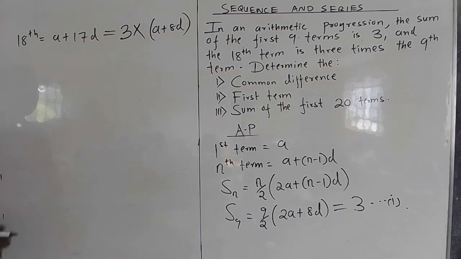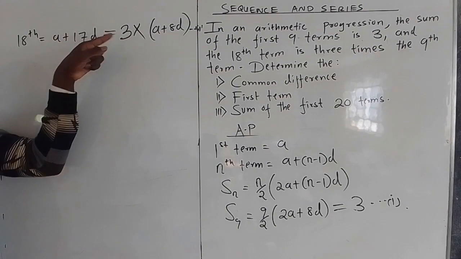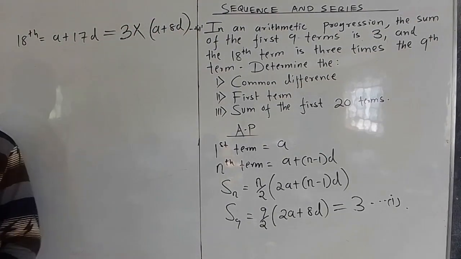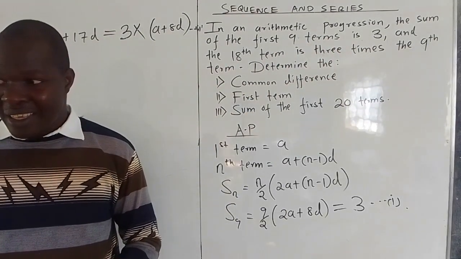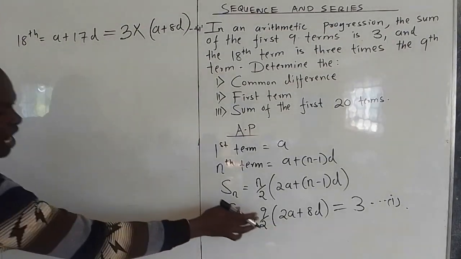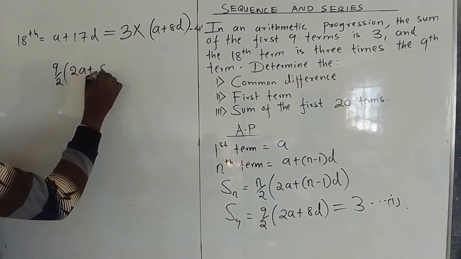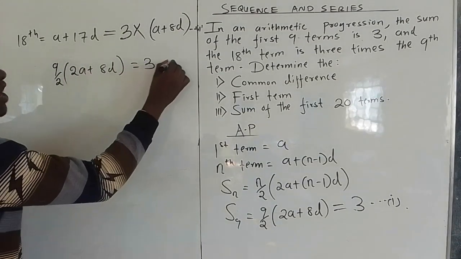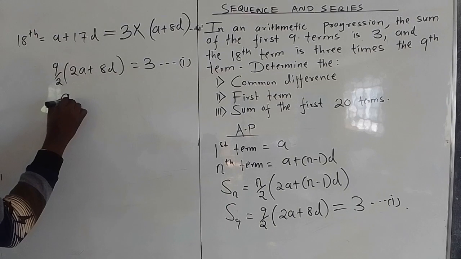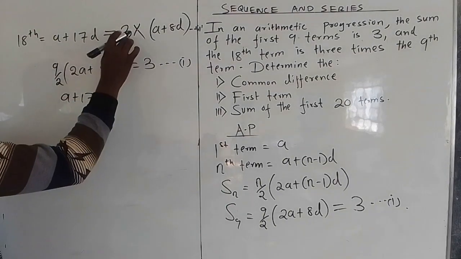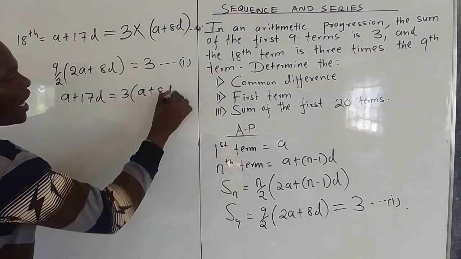So you can see you have now formed the second equation: the 18th term is 3 times the 9th term. You see how you change the equation the way it appears. Are we together? Yes. So from the two equations, the first equation there you found 9 over 2 into 2a plus 8d is equal to 3. That is the first equation I found. The second equation I found here for the 18th term, a plus 17d is equal to 3 times, that times is silent, isn't it? a plus 8d, Roman 2.